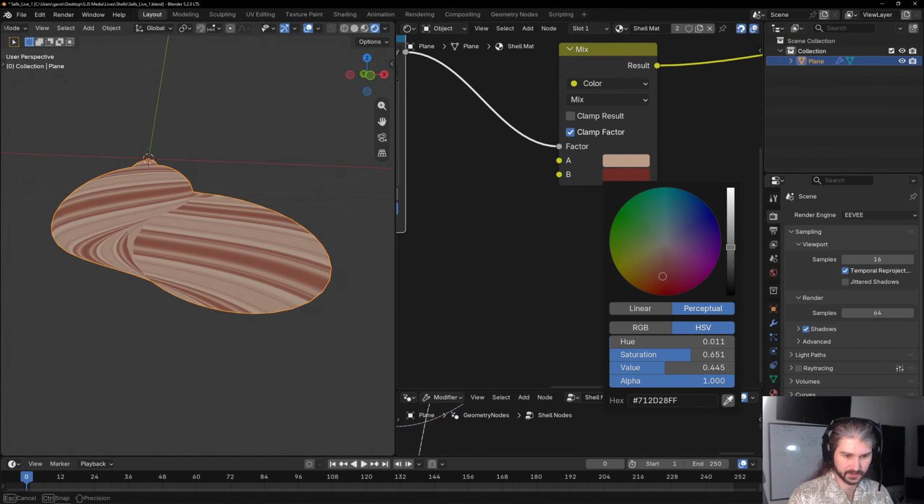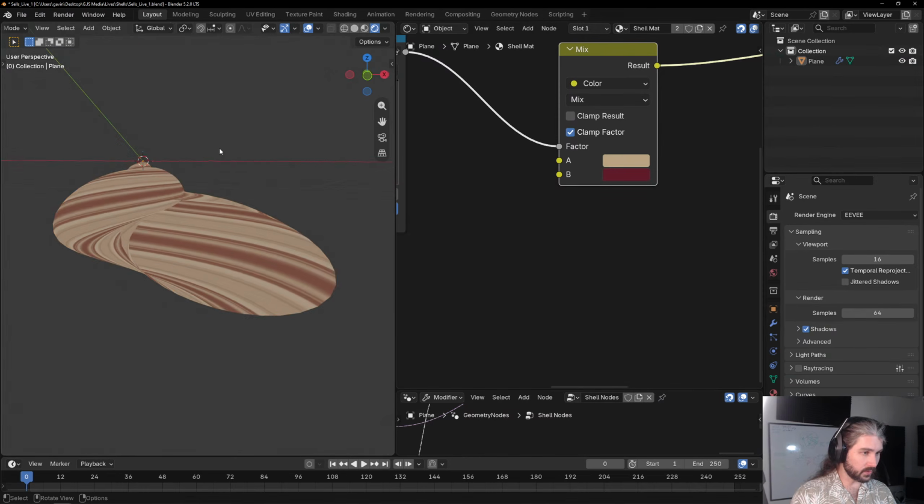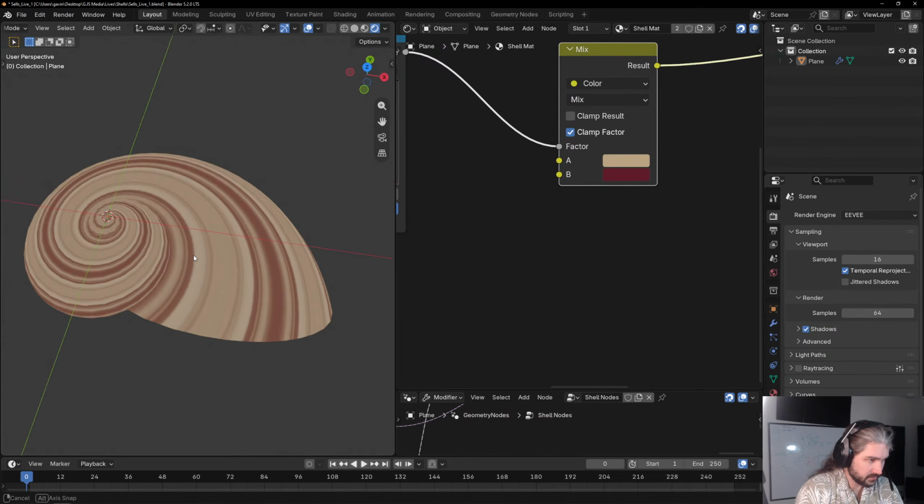Maybe increase the value. Could increase the saturation too. Maybe pick... I mean, just do whatever you want to. I'm just making stuff up at this point. This is all off the dome. I've done this once before, but do whatever.